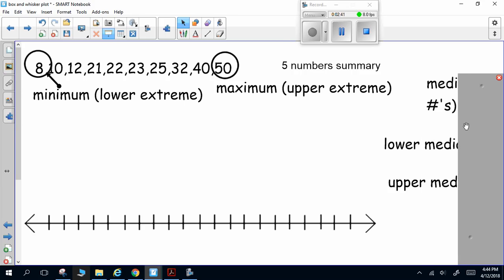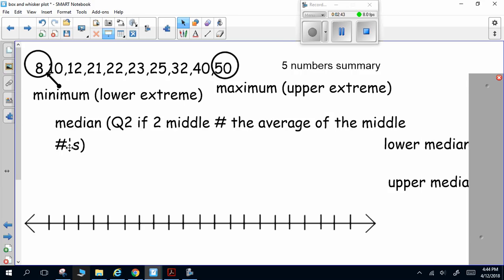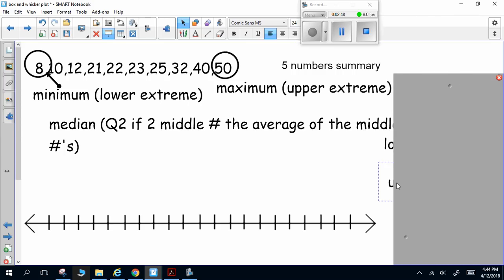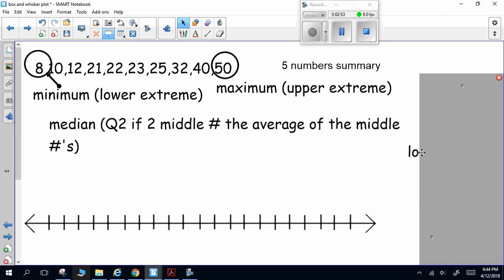The third number that you're going to find is the median. So the median is the middle piece of data in a set of data that's been written in ascending order. And so I'm going to look at my data set and try to find the middle number. So I'm going to count off. I've got 1, 2, 3, 4, 5, 6, 7, 8, 9, 10 numbers. So that means that 8 goes with 50, 10 goes with 40, 12 goes with 32, 21 goes with 25, 22 goes with 23. So the median is going to fall between 22 and 23.